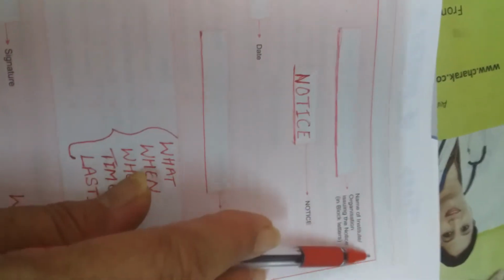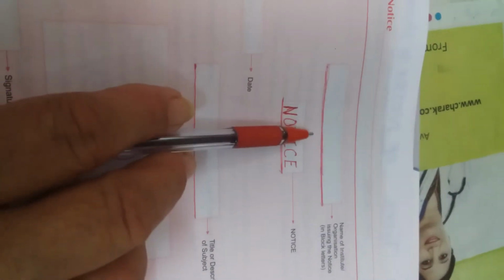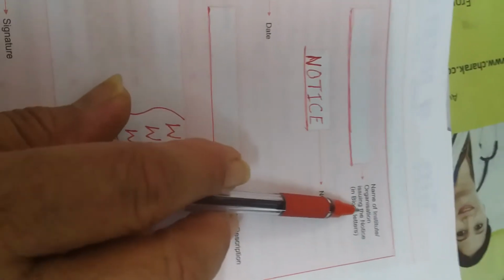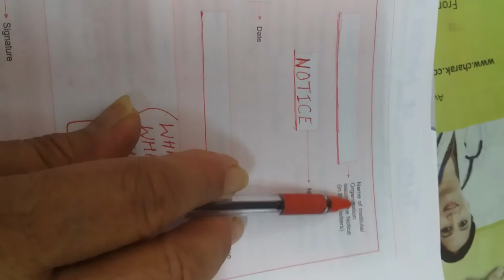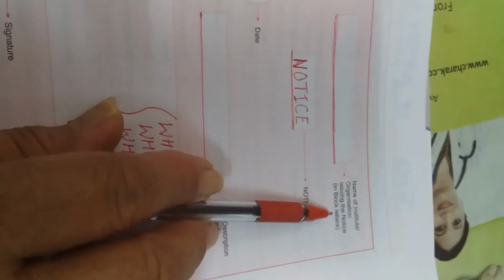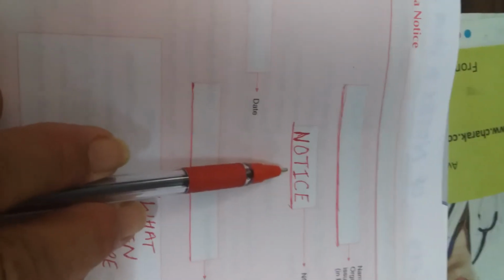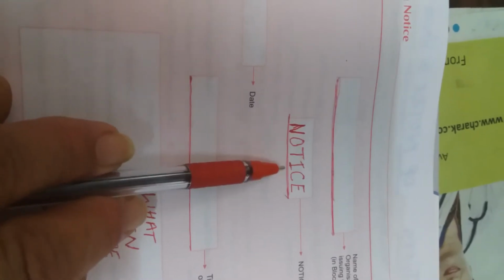The box should be made properly, and in the box, on the top in the center, we write the name of the institution or any organization or some firm. Then beneath that, in the center, the word NOTICE should be written in capital letters.